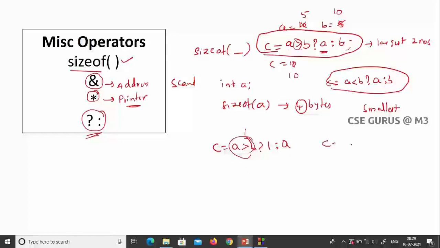And you can write like this also, c equals something a, ternary a colon b. So this is also an absolutely perfect statement. This also will be executed without errors. So all this we'll see with execution now.